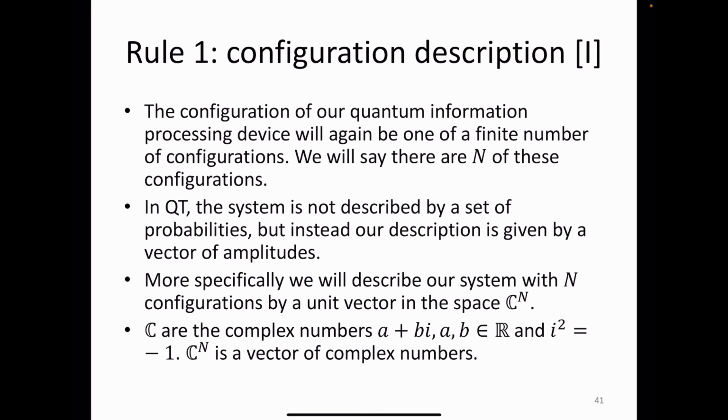Now, let's look at a quantum information processing device. It's a very similar path to the way we look at this, again starting with the configuration description. The major difference to a probabilistic system is that the system is not described by a set of probabilities, but given by a vector of probability amplitudes. We had that before already. So we describe our system with n configurations by a unit vector in the space C to the power of n. That means it's a complex vector, so we have complex probability amplitudes.